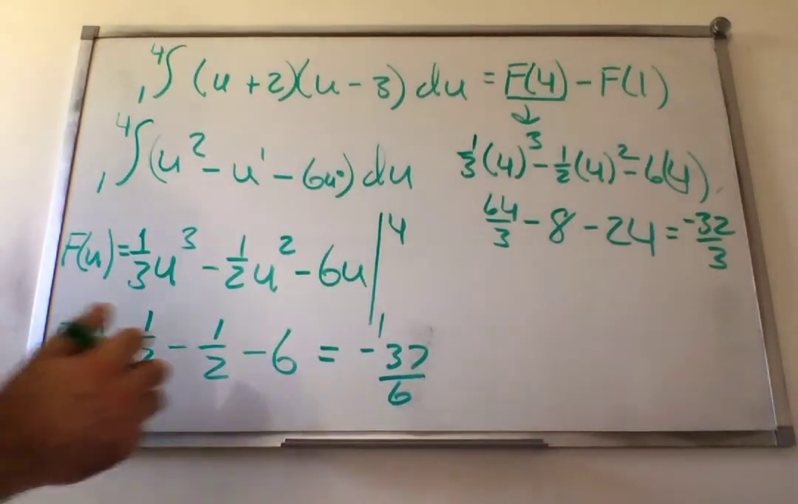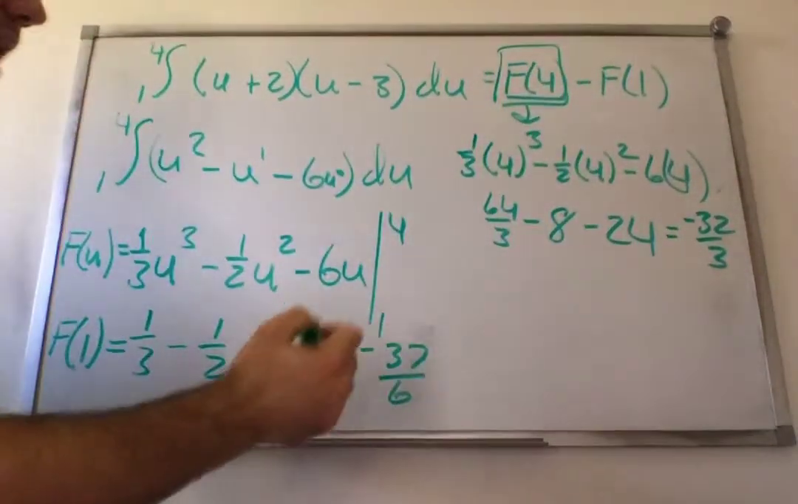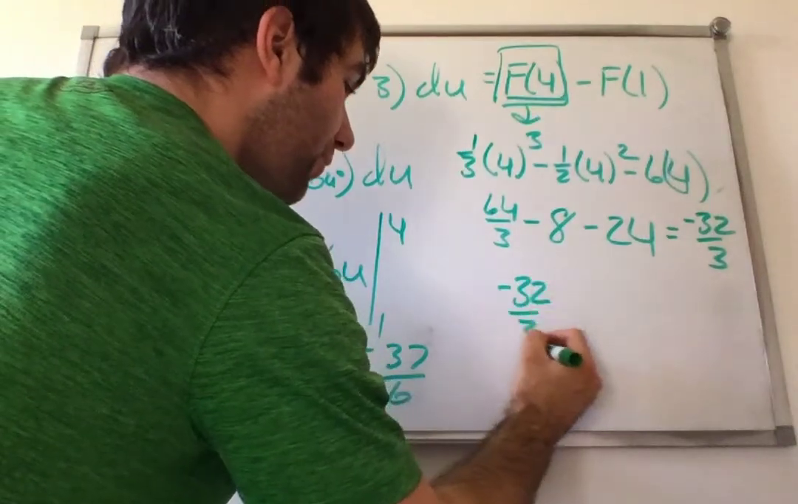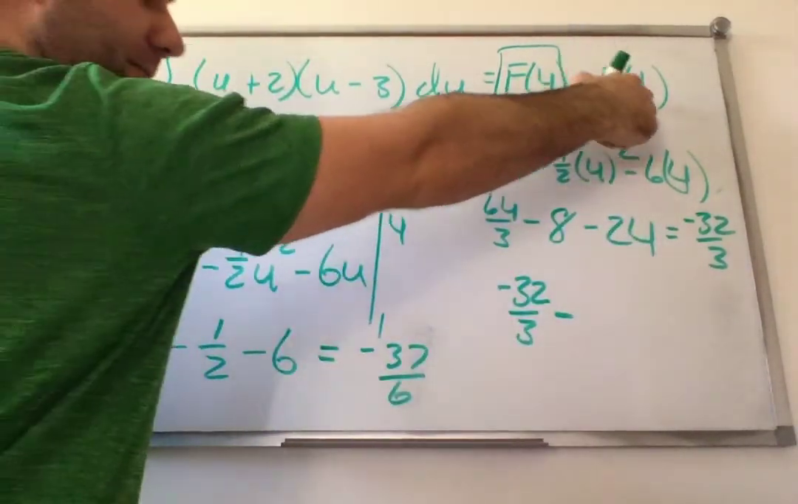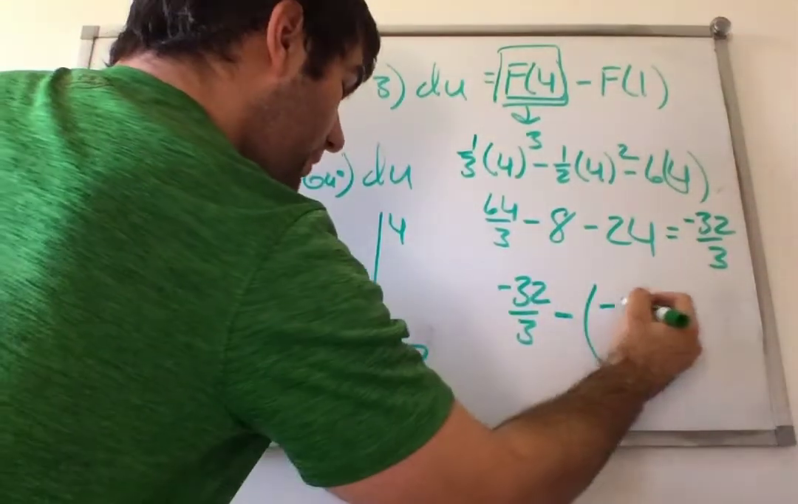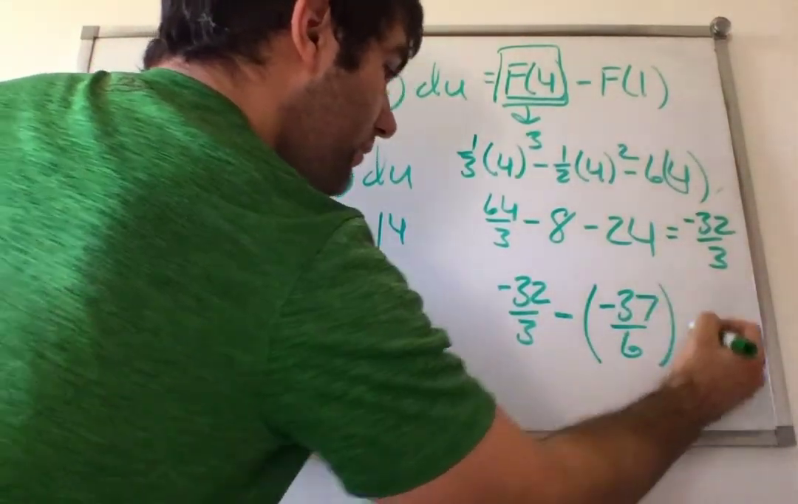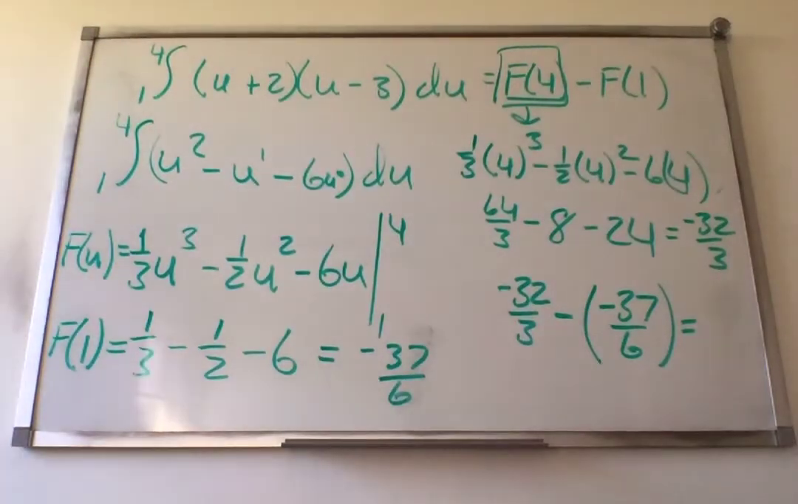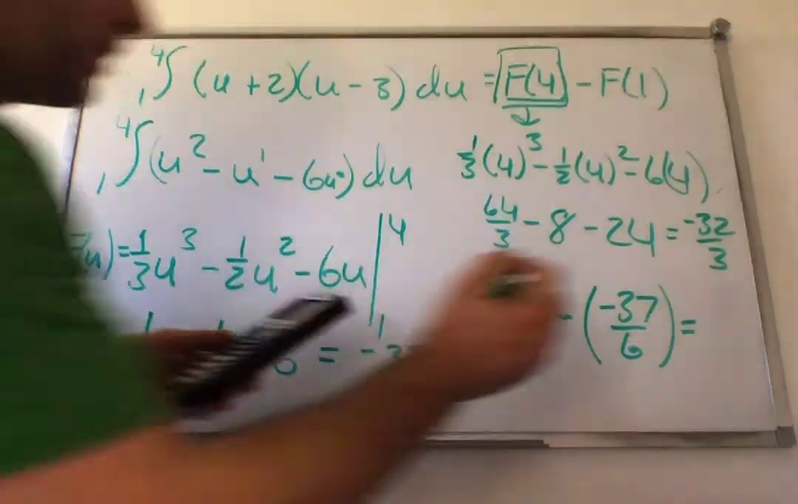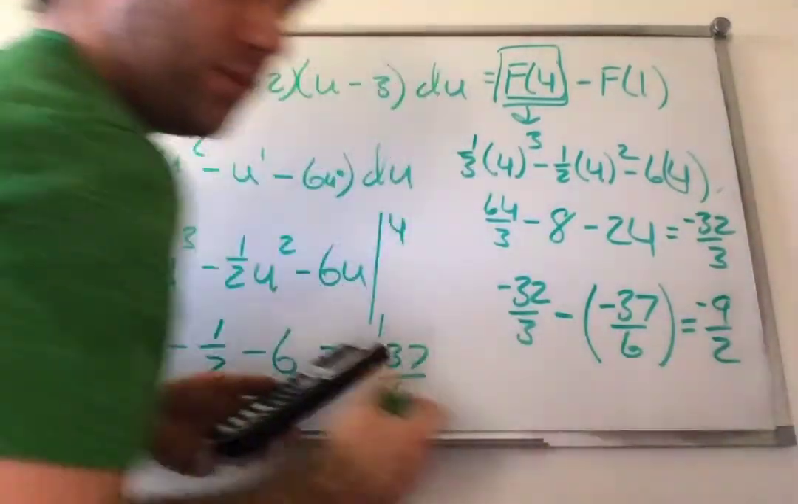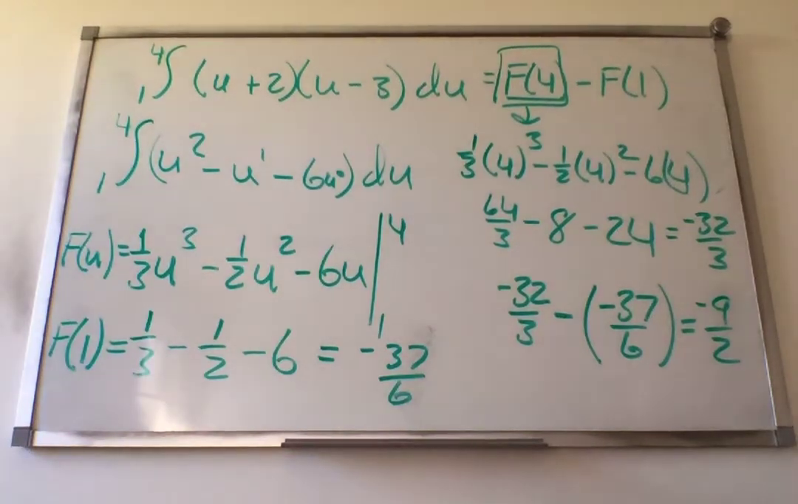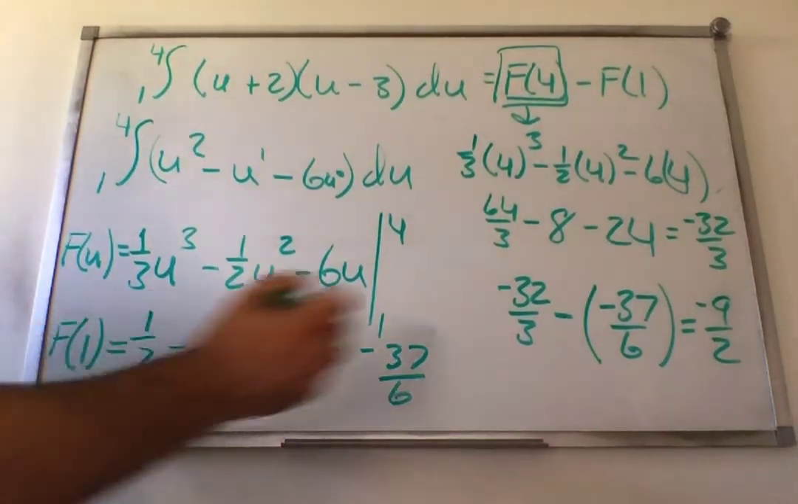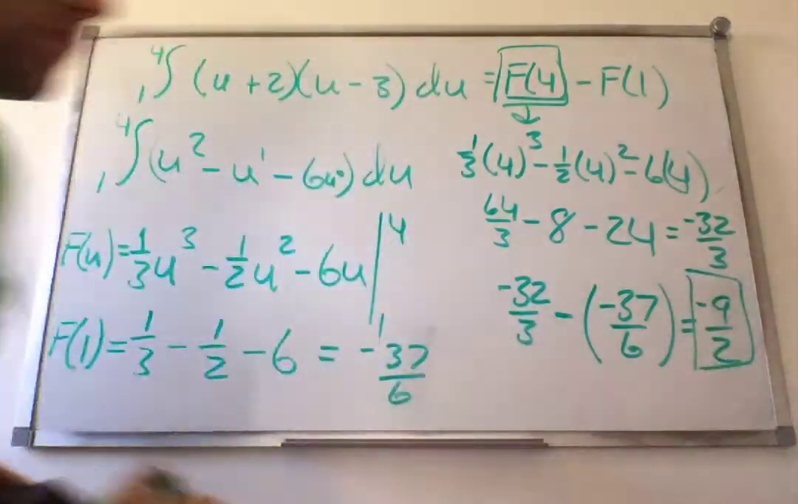So now we have both pieces. So f of 4 is negative 32 over 3 minus f of 1. F of 1 is over here. So negative 37 over 6. Now this is going to give us an answer. Let's see. Negative 32 divided by 3 minus a negative 37 divided by 6. Negative 9 over 2. Okay, so here is the area underneath the curve.